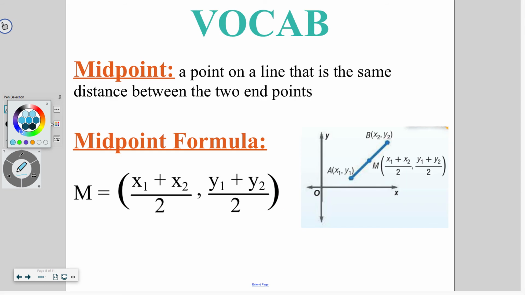Next thing we need to talk about is the midpoint. The midpoint is the point on a line that is the same distance between the two endpoints. As the name suggests, it is right in the middle of 2 points. The midpoint formula is very straightforward. You take both of your x values, add them together, divide by 2. That's going to give you your x coordinate. Same thing happens with the y. Take your first y and your second y, add them together, divide by 2, and that's going to give you your answer for your y coordinate.